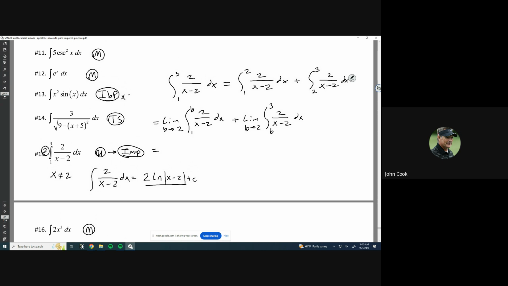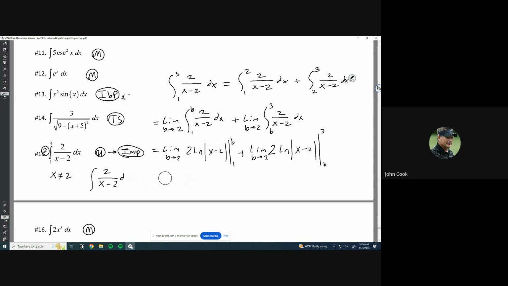So I get the limit as b goes to 2 of 2 natural log absolute value of x minus 2. And then I'm evaluating this from 1 to b. And then the other one is going to be the limit as b goes to 2 of, same thing, 2 times the natural log absolute value of x minus 2. But I'm evaluating this one from b to 3.